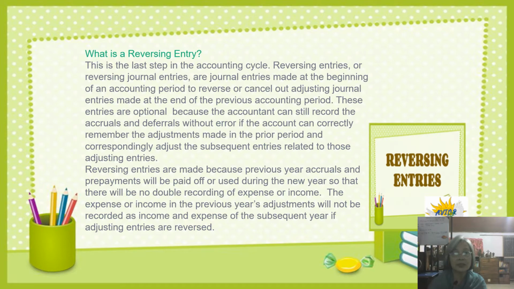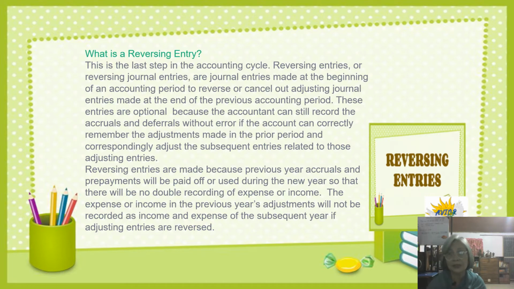Reversing entries are made because previous year's accruals and prepayments or deferrals will be paid off or used during the new year, so that there will be no double recording of expense or income. The expense or income in the previous year's adjustment will not be recorded as income and expense of the subsequent year if the adjusting entries are reversed.